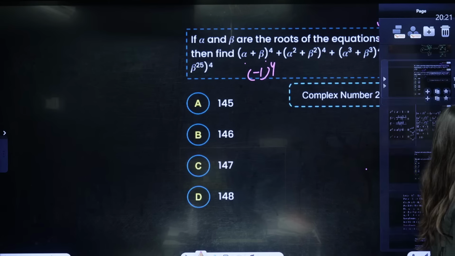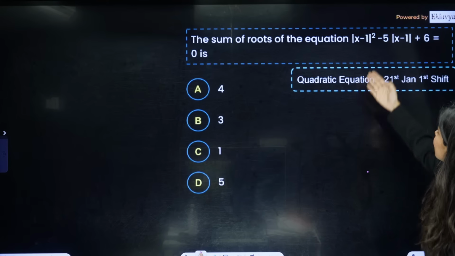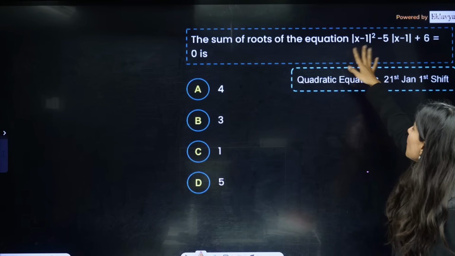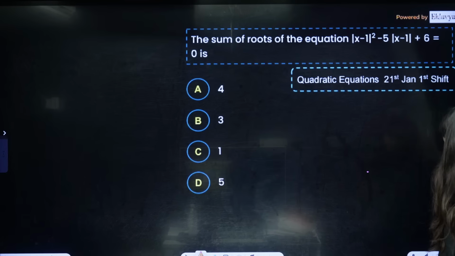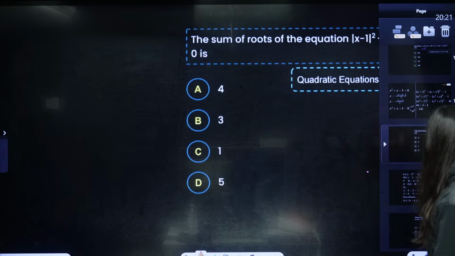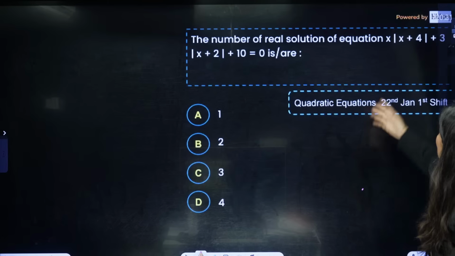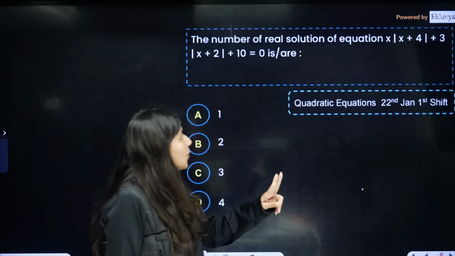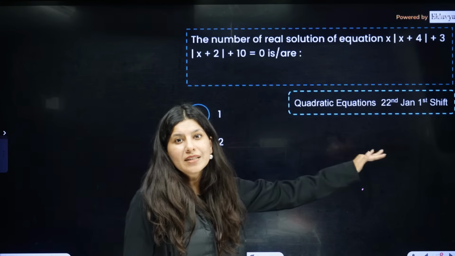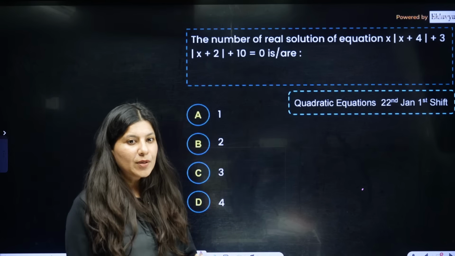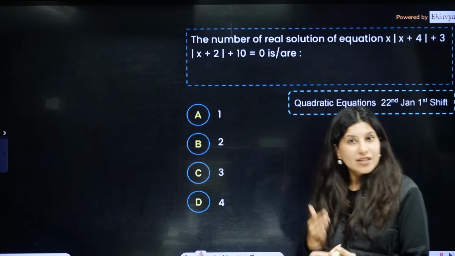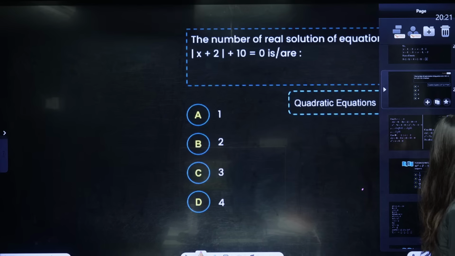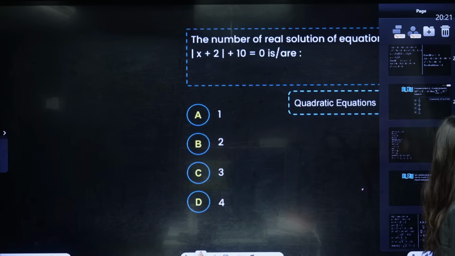Again, this question has been solved by me. Then see, modulus based question, very easy. Mod x minus 1, you have to put t, and this can be solved within 30 seconds. Then we have again a modulus based question. Here you have to take cases. 2 critical points, minus 4 and minus 2, plot on the number line, take cases, and you'll be good to go. This question also is discussed by me in previous discussions.